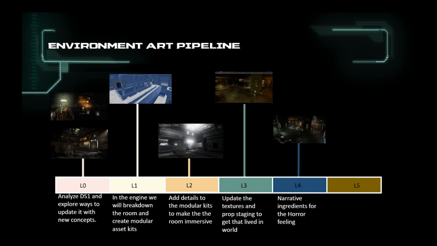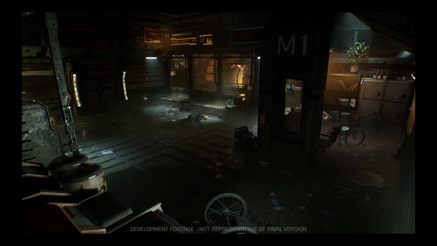L4 is where we add all the narrative elements. All the architectural kits get a polish pass with wear and tear. Small props, signs, markings, bloodstains, dirt, and grime are added to get that lived-in world feeling and give that horror storytelling element.